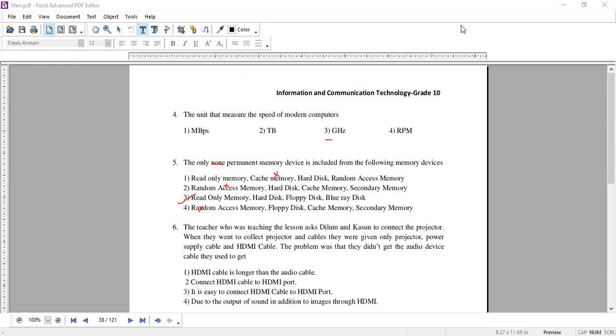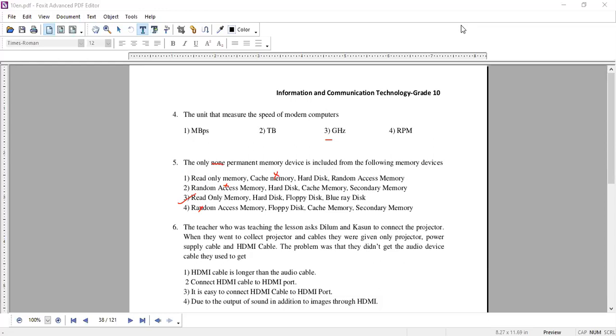The teacher who was teaching the lesson asked Dilum and Kasun to connect the projector. When they went to get the projector and cable, they were given only the projector, power supply cable and HDMI. The problem was they didn't get the audio device cable. So they didn't get the audio device. So what has happened? HDMI cable is longer than the audio cable.